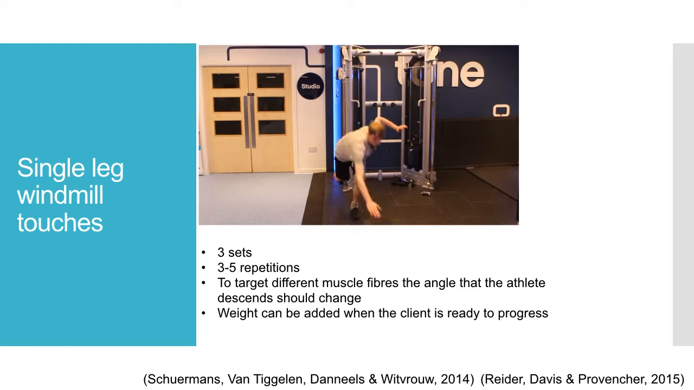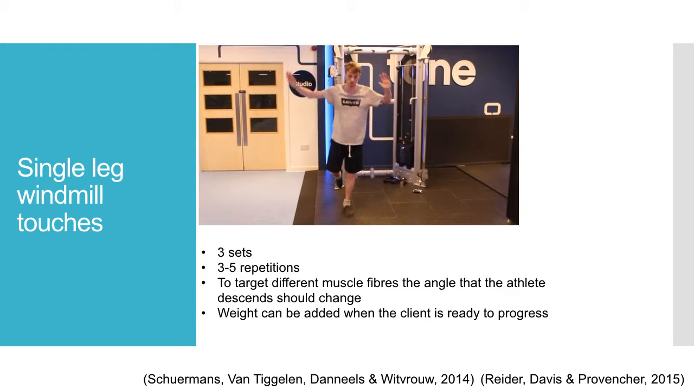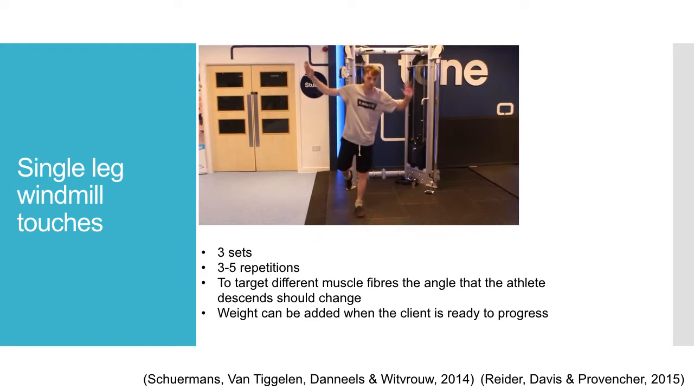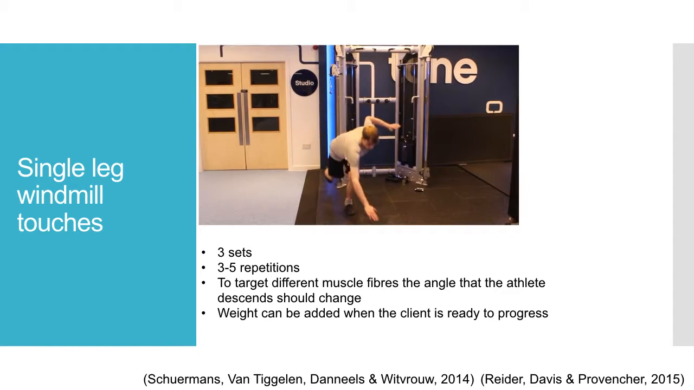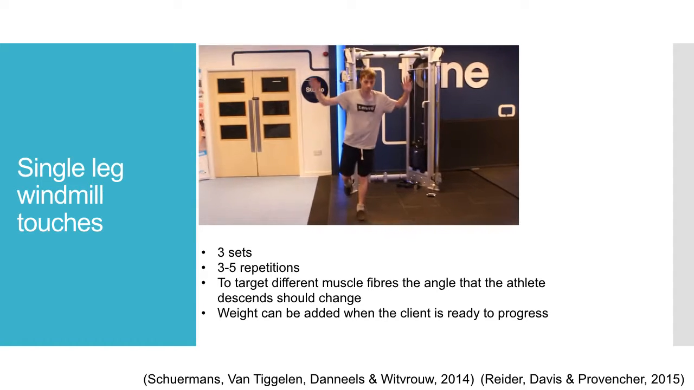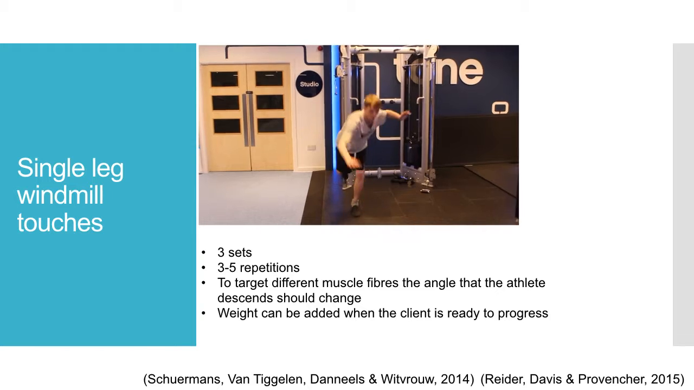An increased anterior tilt will also put more strain on the hamstrings, as it is a biarticular muscle, as it attaches to the pelvis and to the head of the fibula. This exercise should be done for 3 sets of 3 to 5 repetitions. The angle of the descent should be changed each time a set is done to target different fibres.